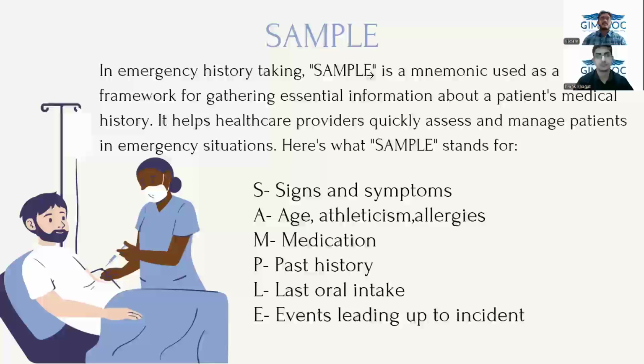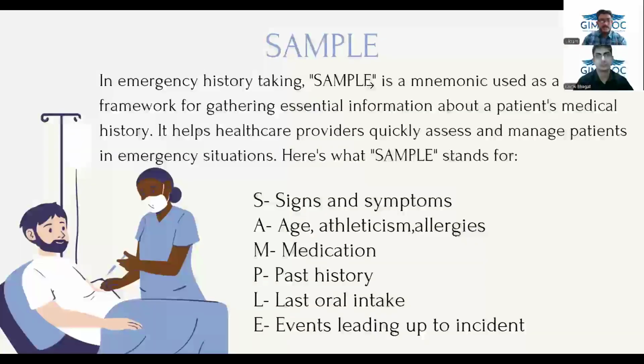And even if you don't have time to do anything, do C, A, B, C, D, E side by side, do the signs and symptoms, do SAMPLE, and you should be able to come to a diagnosis, or at least a differential diagnosis, and relieve the patient of the pain. And then you'll be able to take a proper history, which just follows the internal medicine history, but quickly.